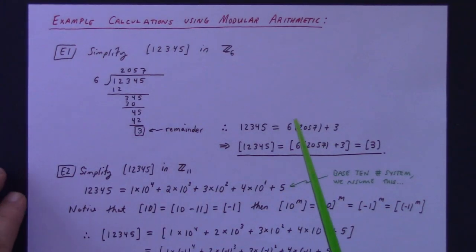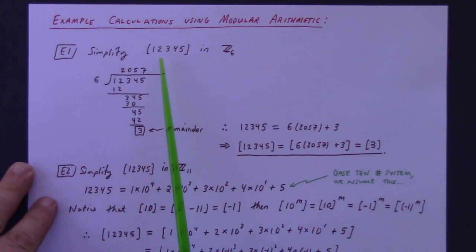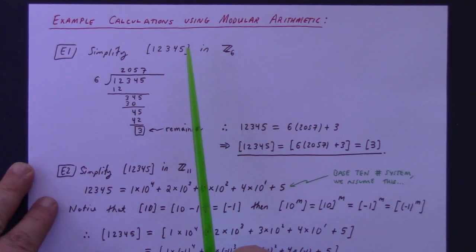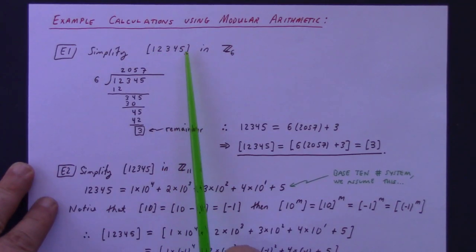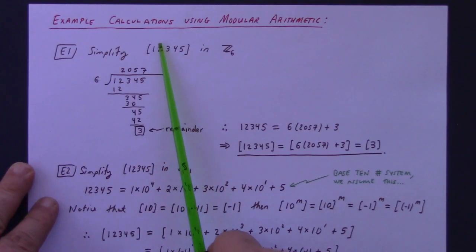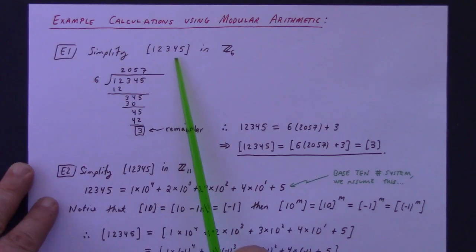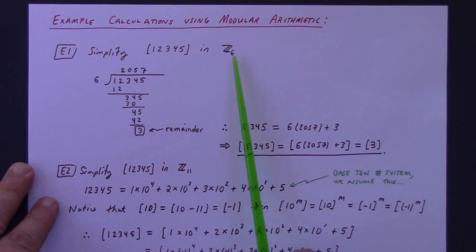So start out real simple. Suppose you want to simplify this number in Z mod 6. Looking at 12,345, the equivalence class represented by 12,345. So these square brackets around here, remember, mean that we're working with a whole set of integers. Basically this number plus multiples of 6 times the integers.